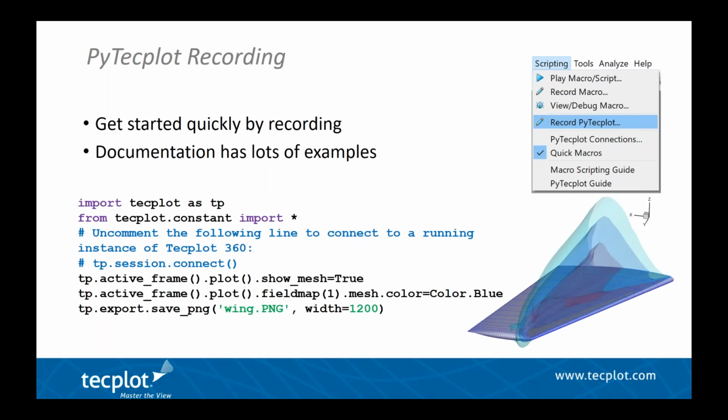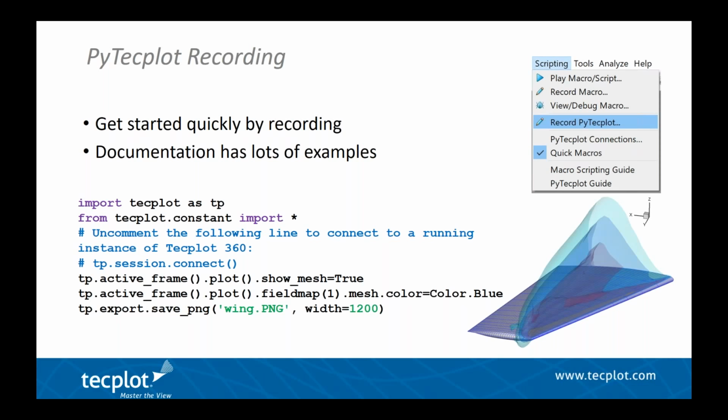So to record Python scripts, it's just like recording Tecplot macros. You just go to the scripting menu and you can say record PyTecplot, and then any action you take in the user interface will get recorded into a script. Really what this does is it helps you get started quickly with a new and very unfamiliar API. Many of you haven't seen this yet, and so you don't have to wade through the documentation to learn the API. You can just record scripts and get an idea of what the API looks like.